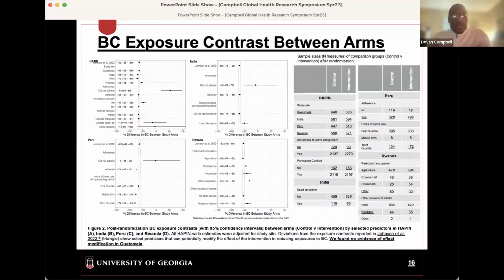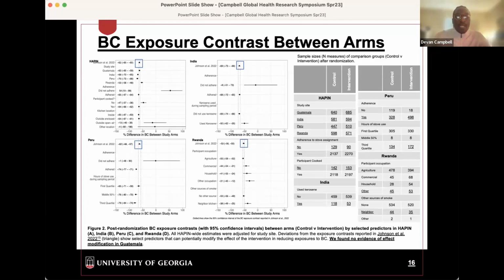Here we show the Black carbon exposure contrast between arms. This is the exposure contrast between the control group and the intervention group. We have it shown for HAPIN in India, Peru, and Rwanda. I don't have any reporting from Guatemala because there was no evidence of effect modification for this study site. On the right-hand side of this screen, you're going to see the sample sizes for the relevant comparison groups in both the control and intervention arm.